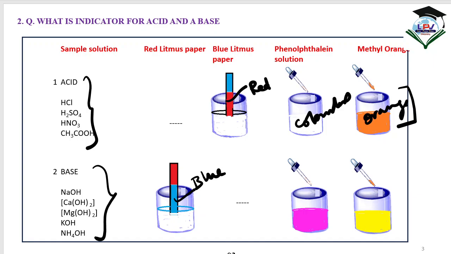Whereas if you put a drop of phenolphthalein in a base, it becomes pink in color. And if you put a drop of methyl orange in a base, it becomes yellow in color. You have to remember all these color changes, and then by seeing it, you can very well say whether it is an acid or a base.